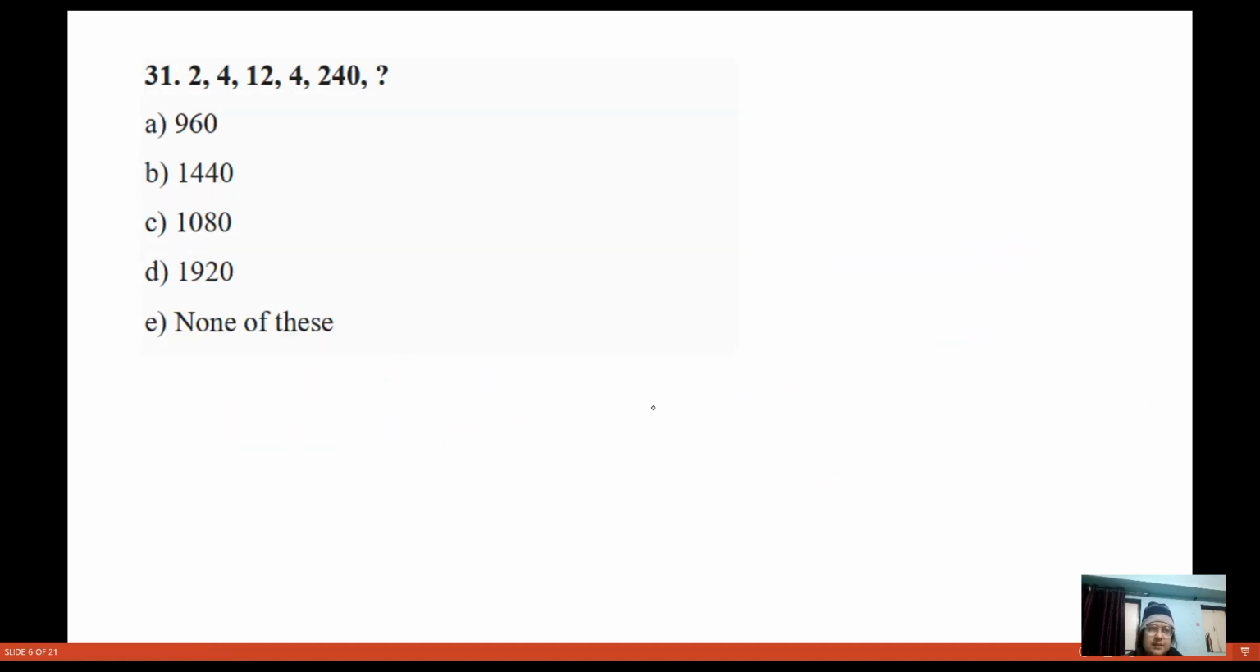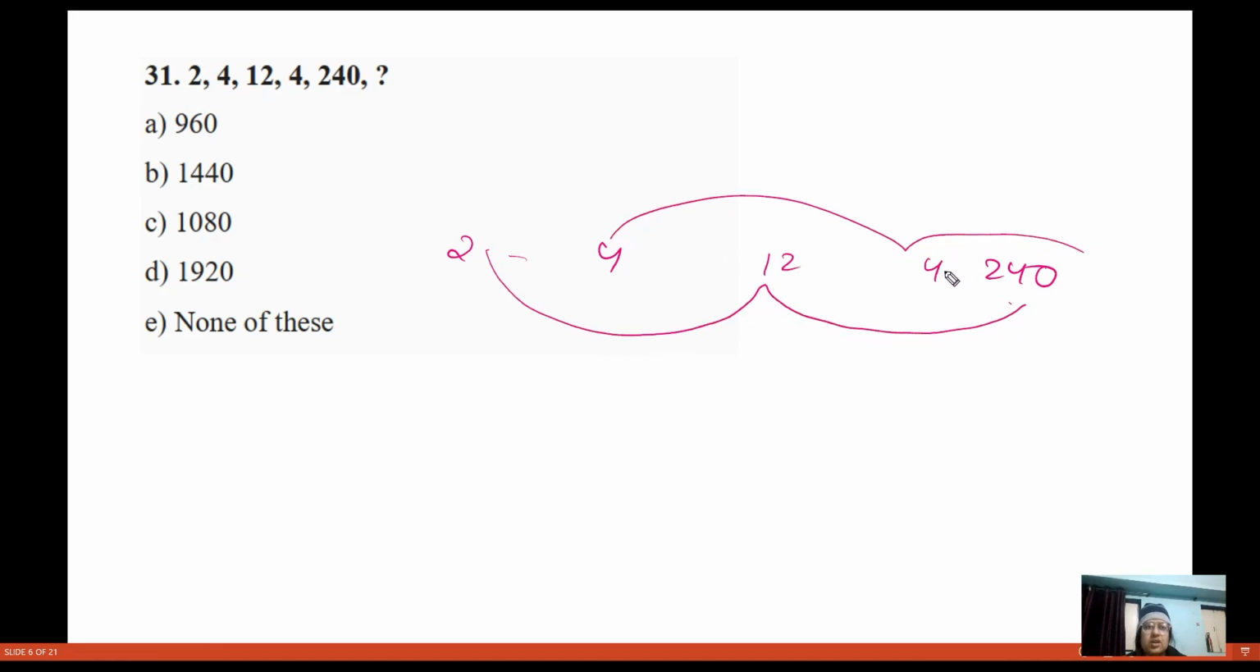Now let's move forward. Now this is 2, 4, 12, 4, 240. See, first of all this is alternating and then this is remaining constant, but this cannot be the solution. See what is happening, it is increasing, decreasing, and then suddenly it became 240, and then suddenly it is going to be one of these large numbers or none of these.